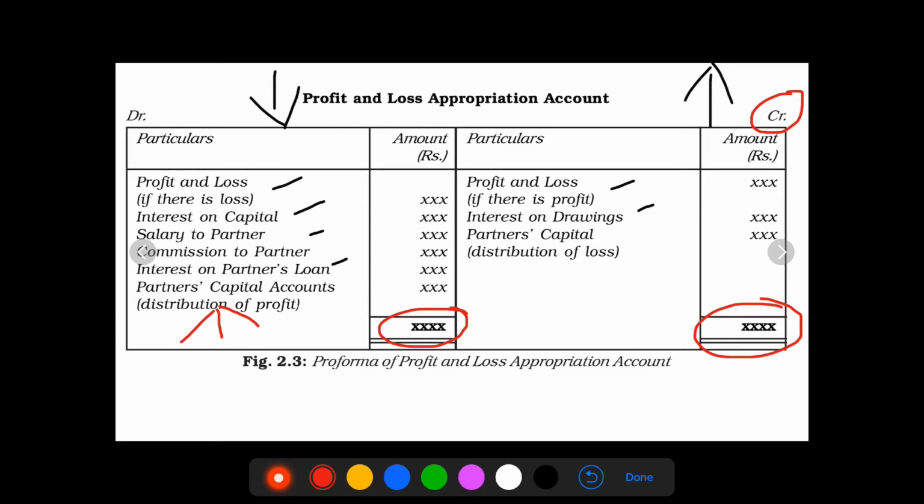So if you have 3 partners, it will be distributed in their profit sharing ratio. For example, it can be 3:2:1. And suppose if there is a loss after all the adjustments, then that will be shown on the credit side as distribution of losses among the partners. Again, as per the example, it will be distributed in the profit sharing ratio, that is 3:2:1.